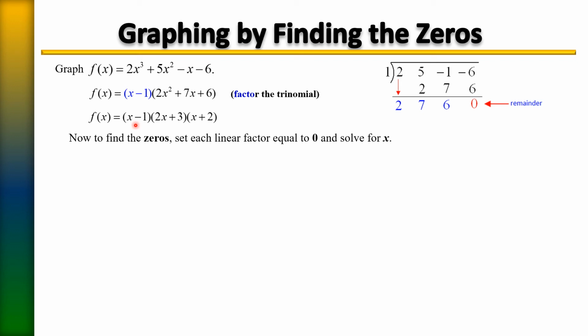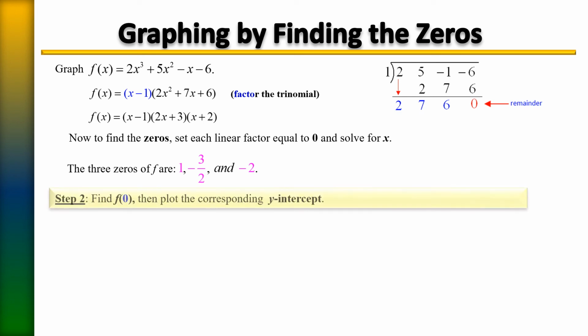So solving the first one for x, we can see that x would equal 1. Solving the second linear factor there, we would see that x would equal negative 3/2. And then solving the last one for x, x would equal negative 2. So those are our zeros. They're also called x-intercepts. So you have that number in x's place, and then you'll have a 0 in y's place.